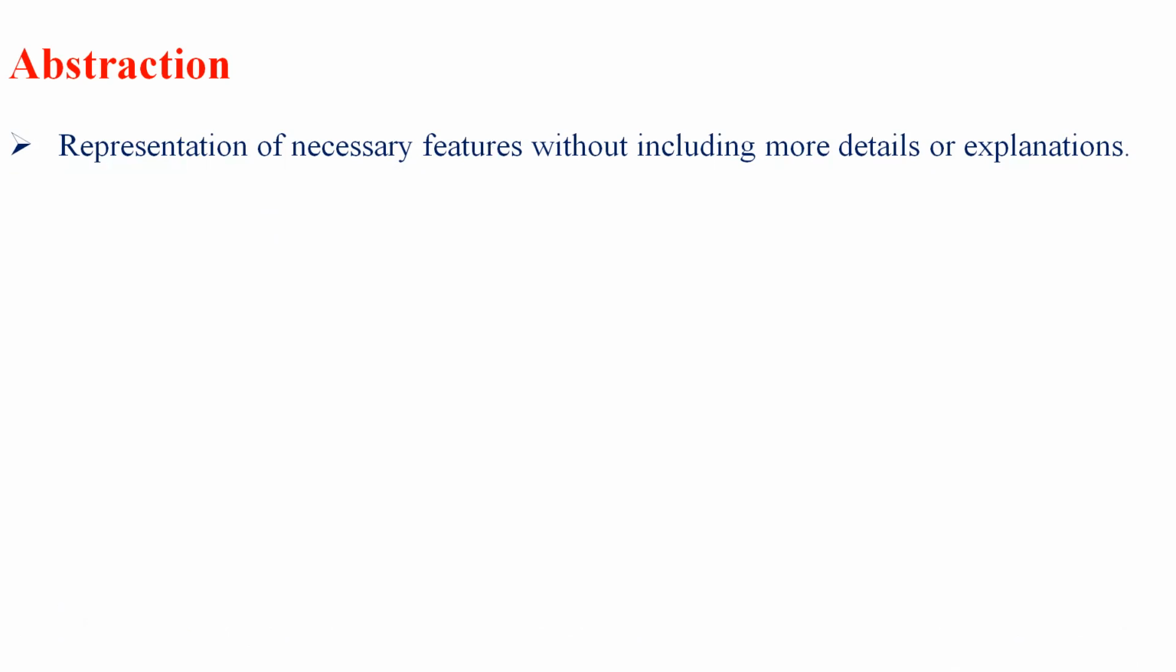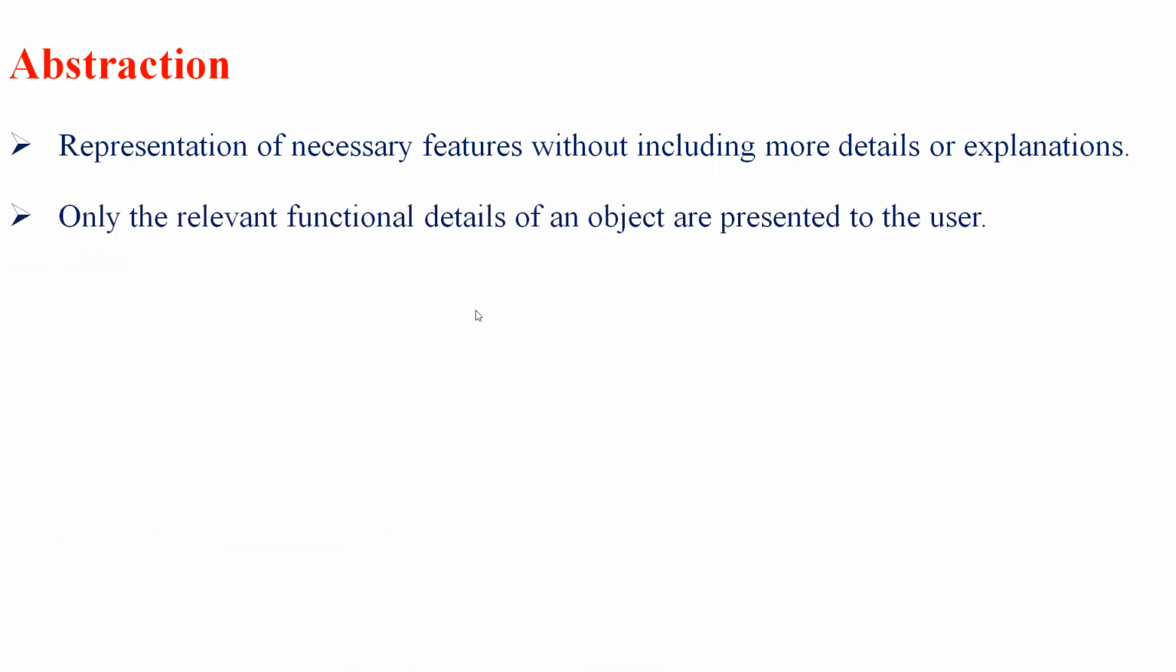So just by exposing the essential features of an entity, ignoring the irrelevant details, is what we refer to as abstraction. As the name itself suggests, it is abstract. Abstracting the relevant functional details of an object which are very much needed by the user is nothing but abstraction, which are presented to the users.